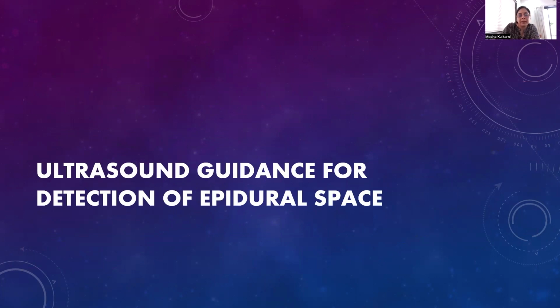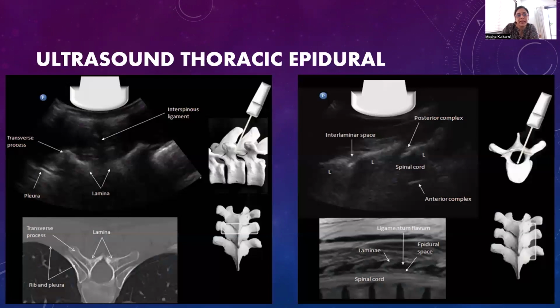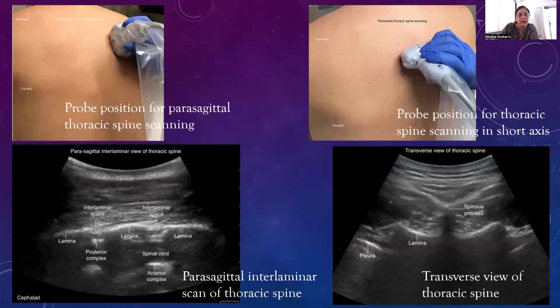As in lumbar epidural, ultrasound can also be used for detection of the epidural space in the thoracic region. Here we are preferably using a linear probe, and these are the probe positions for the epidural in the thoracic region. The difference between the lumbar and the thoracic is that the laminae, which were seen as having a horse head appearance in the lumbar region, now appear as flattened areas. So these are the flattened laminae and the interlaminar space in between them.